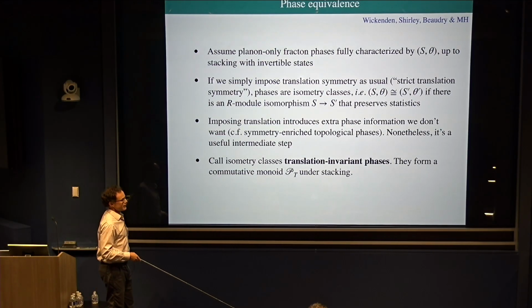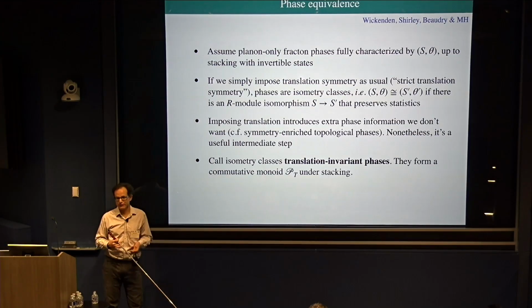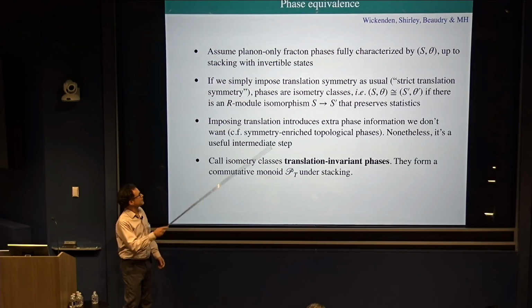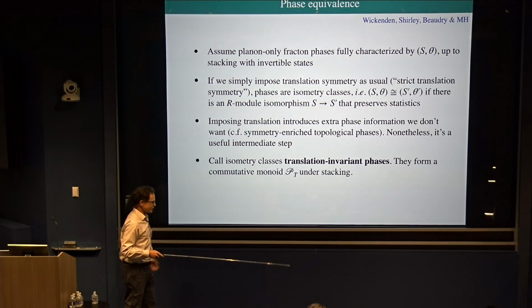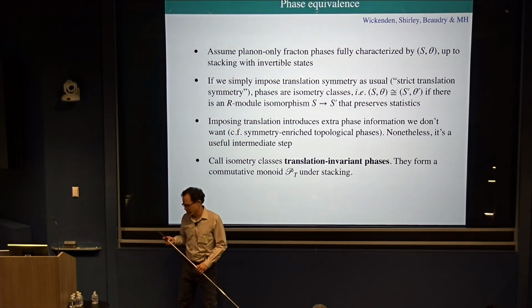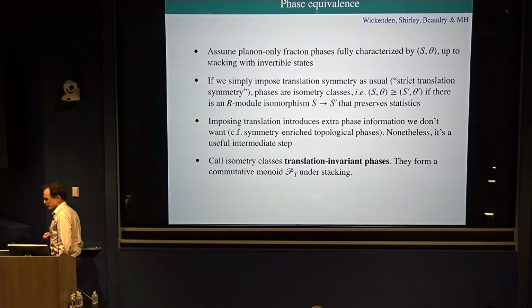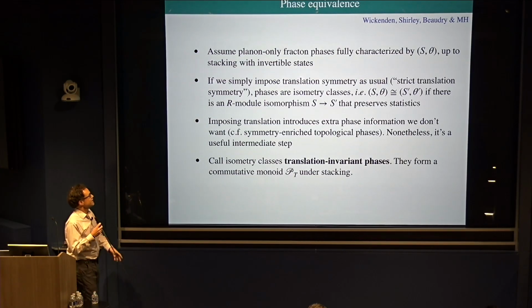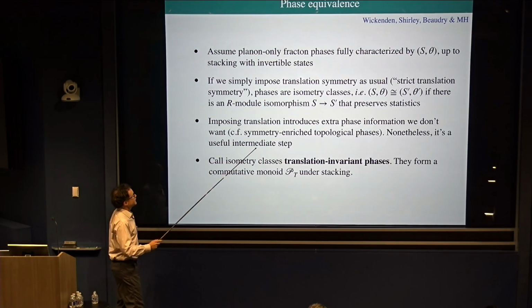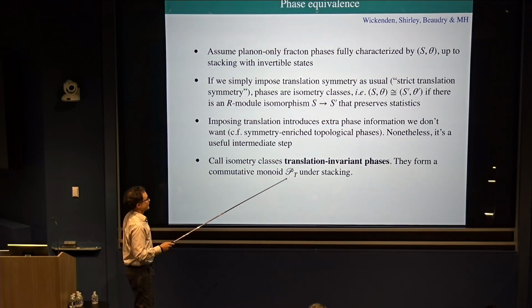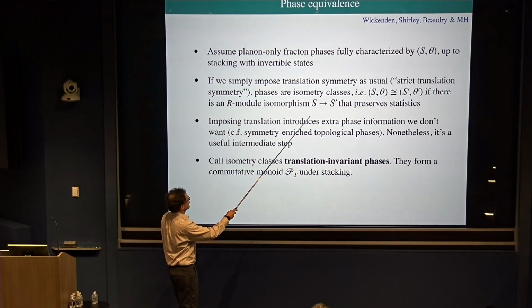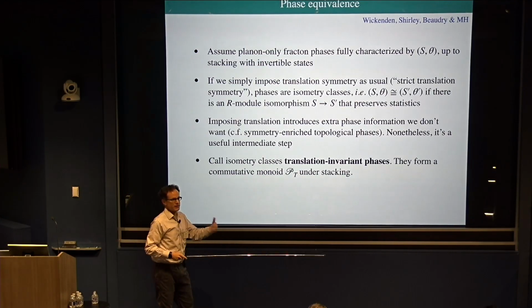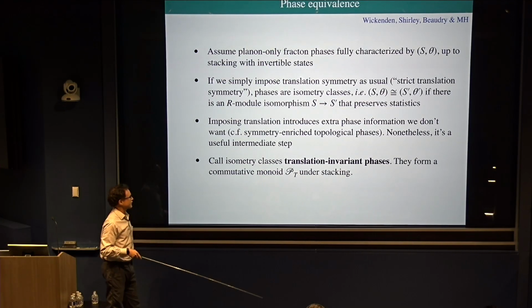And in order to do this, we have to talk about what we mean by phase equivalence, right? We have to say what our phases are, and when 2 of these algebraic structures should be thought of as the same, when they should not be thought of as the same. So here's where the role of translation symmetry comes in a really important way. If we just think about it in the usual way, if we just say, look, I want to think about translation invariant systems, then what we should do is take our phases to be isometry classes. So any two theories are equivalent if there's an isomorphism from S to S prime that also preserves statistics. In this context, that would usually be called an isometry class.